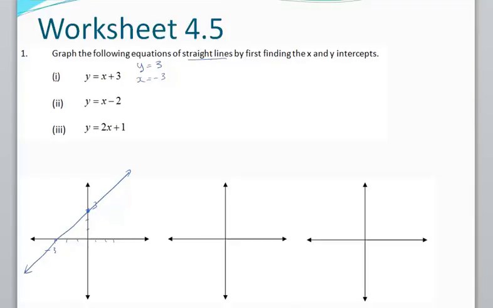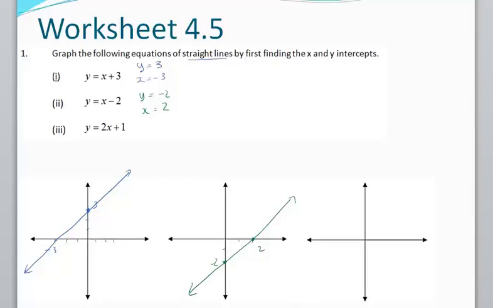For our next line, we have y is equal to x minus 2. So if we set x to 0, y will be minus 2. So here, minus 1, minus 2, we plot this point here. When y is equal to 0, x is equal to 2. 1, 2. So we know our line goes through both of these points and continues on.